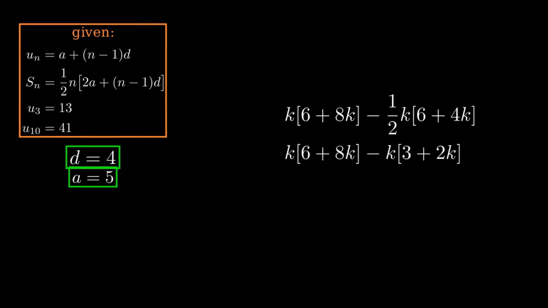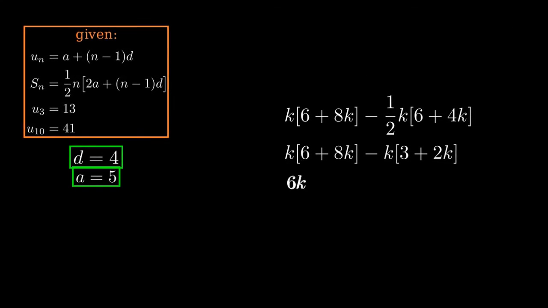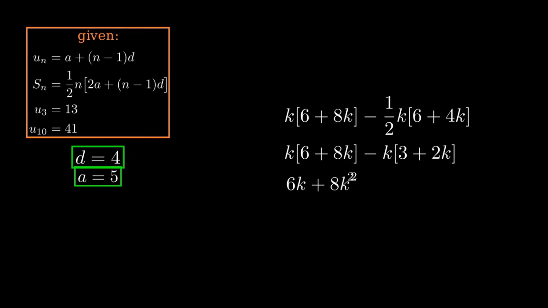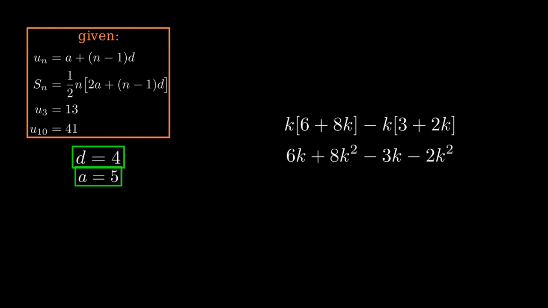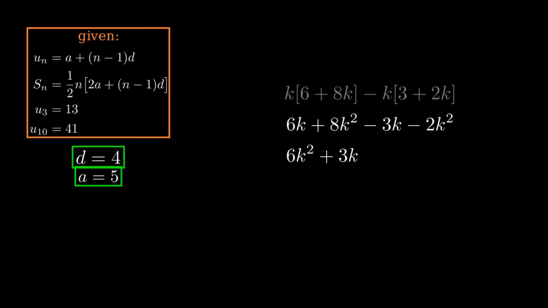All right, then I'm going to multiply out the brackets because it still doesn't look exactly the way I want. Okay, you multiply that out. Then we collect like terms. End up with 6k squared plus 3k. And then now it's looking close.